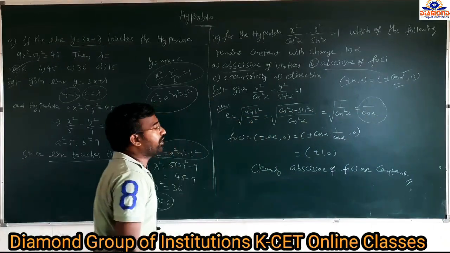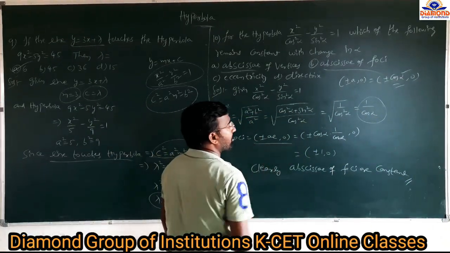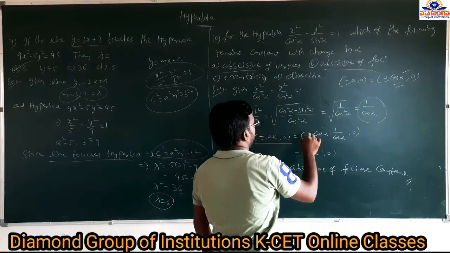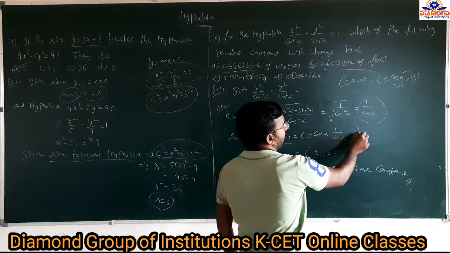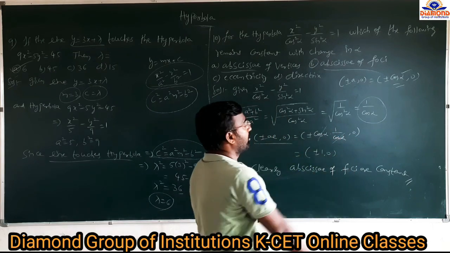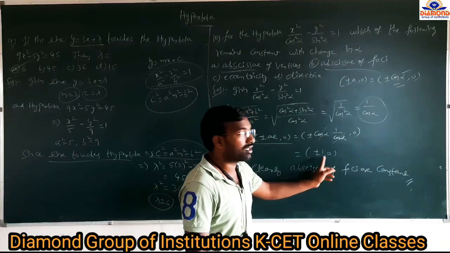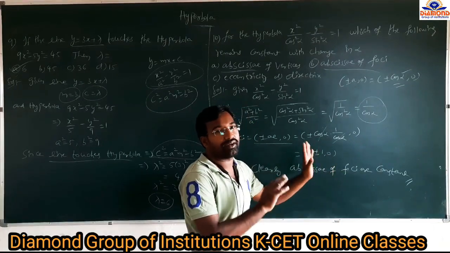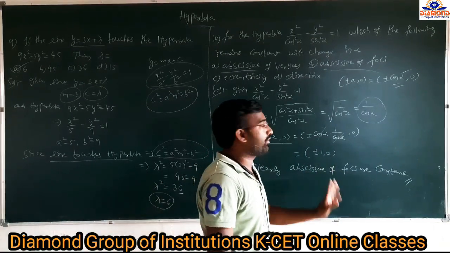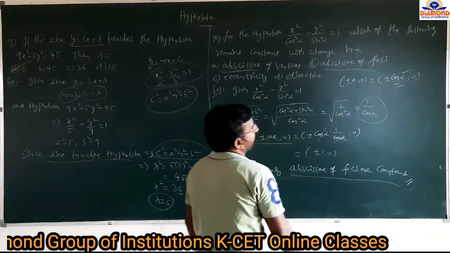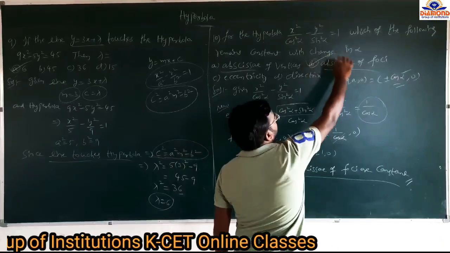Now find out Foci. Foci equal to plus or minus ae comma 0. So plus or minus a value cos alpha into e value 1 by cos alpha comma 0. Cos alpha cancels. You get plus or minus 1 comma 0. In the Foci, plus or minus 1 comma 0 is clearly independent of alpha, not depending on alpha. So clearly x coordinate of Foci are constant. So option is B.